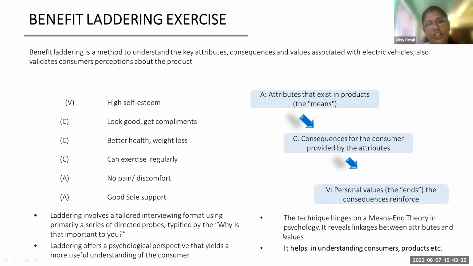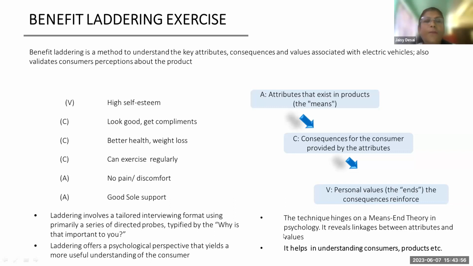Now you can get the initial answer. You ask them, why do you need a good sole support? They'll say no pain or discomfort. That is kind of obvious, right? You can predict that. Then why is that important? Because I can exercise regularly. Yes, that's also easy to get. But why is exercise important? Better health, weight loss, all of that. Why is better health important?